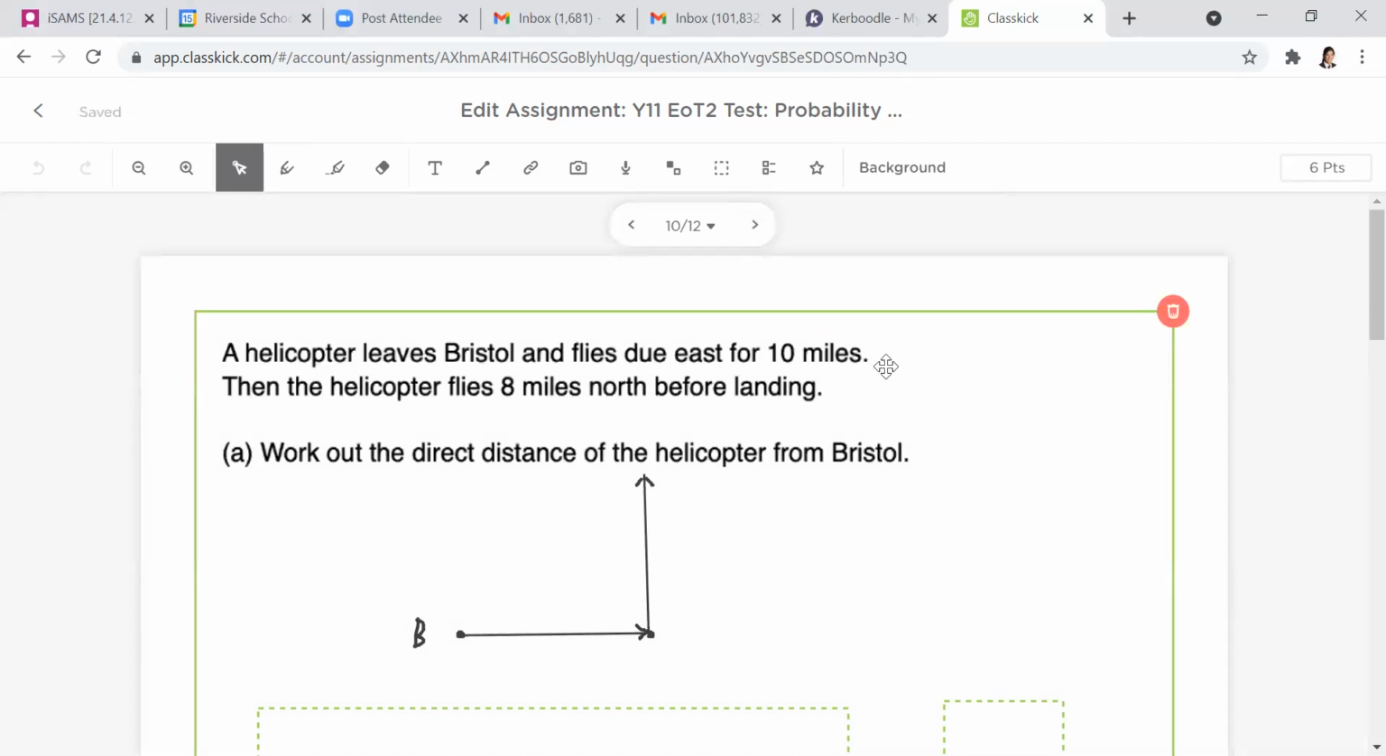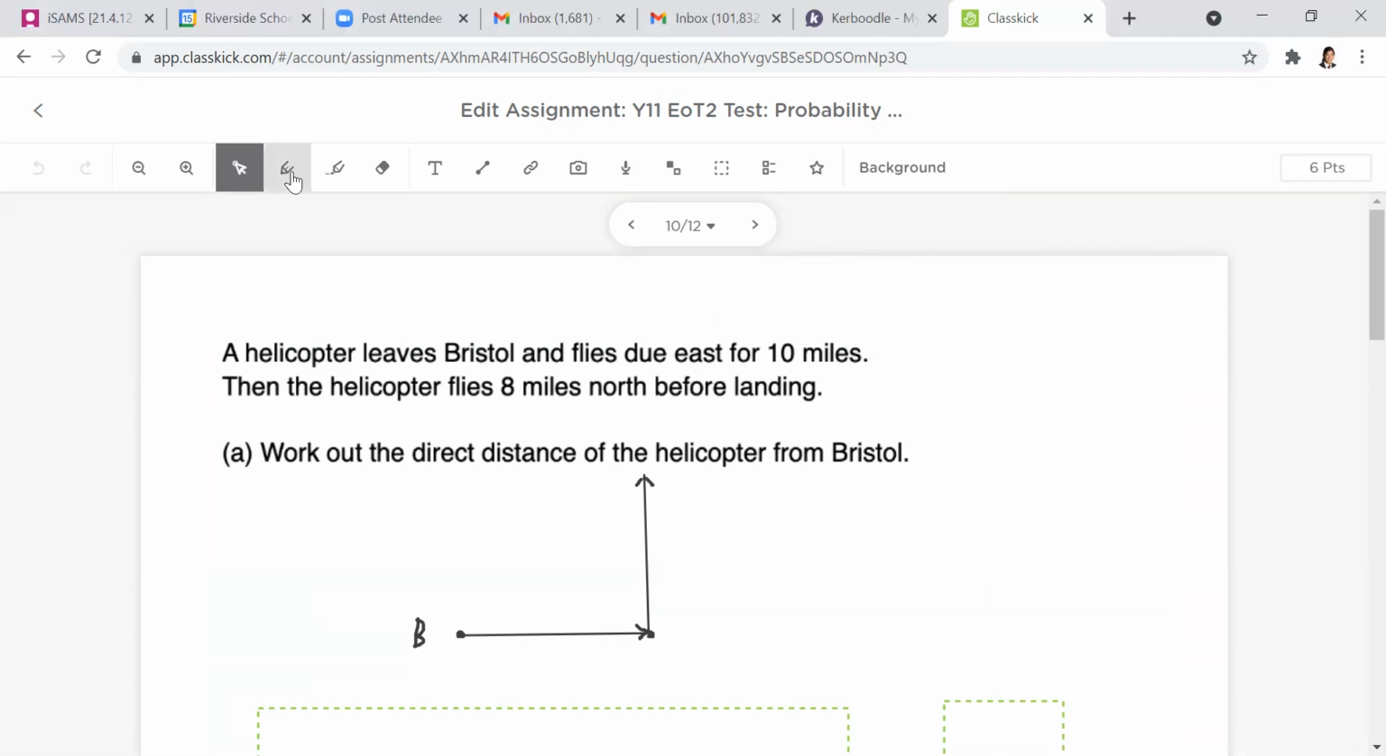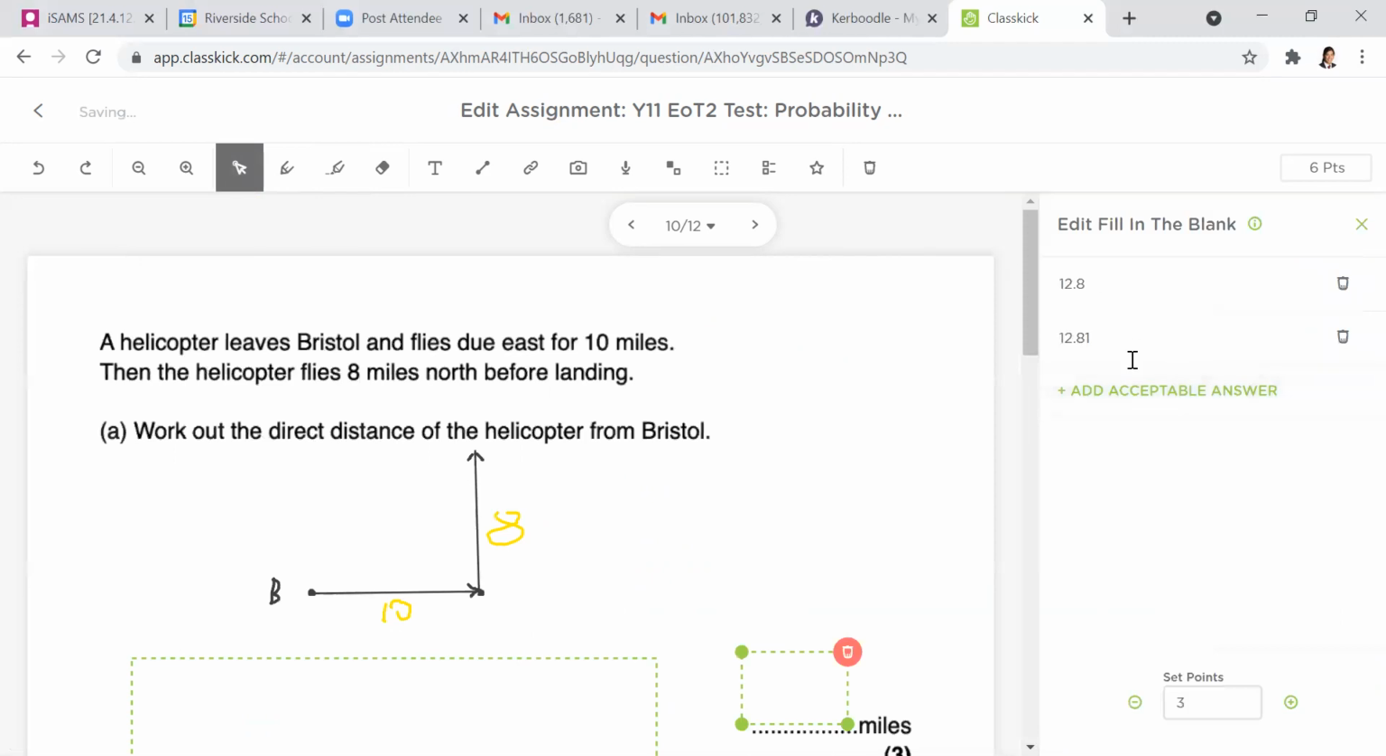All right, this one was fairly simple again, but putting it in a real world 2D example. I even drew you the diagram. Okay, 10 miles east, 8 miles north. So all you have to do again is the Pythagoras problem. It's going to be 10. This is going to be 8. That's Bristol. You're trying to find the hypotenuse, right? So the hypotenuse is going to be 12.8 something.